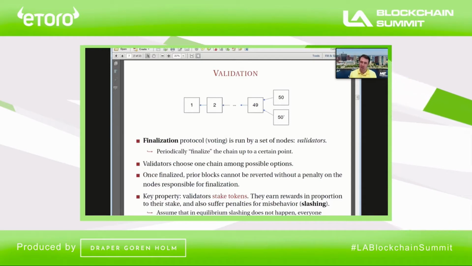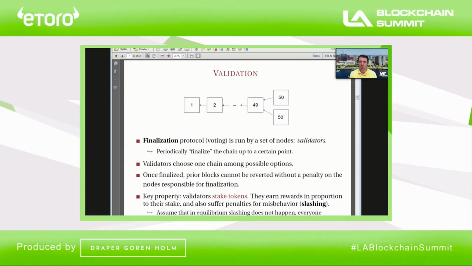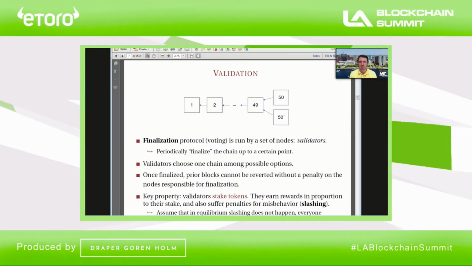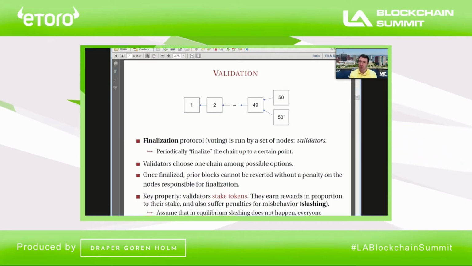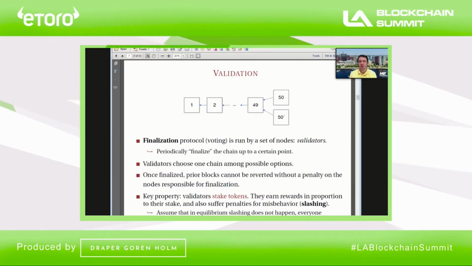who are willing to stake their tokens to gain the right to vote in this protocol. They choose one of the two possible versions here, and that becomes the official version of the chain. So for example, you go for the block number 50, add it to 49, block 50 prime is discarded, and then those transactions go back to the mempool, and they could get added in the following blocks, but not for the time being. Now, what is critical here is that validators have to stake tokens, hence proof of stake, and they collect rewards for this activity.